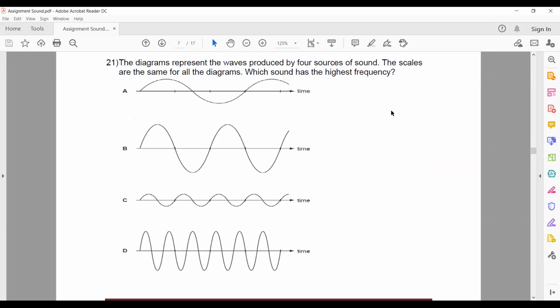Question 21. The diagram represents waves from four sources. Which has the highest frequency? So number of vibrations per second. For D, it's maximum.